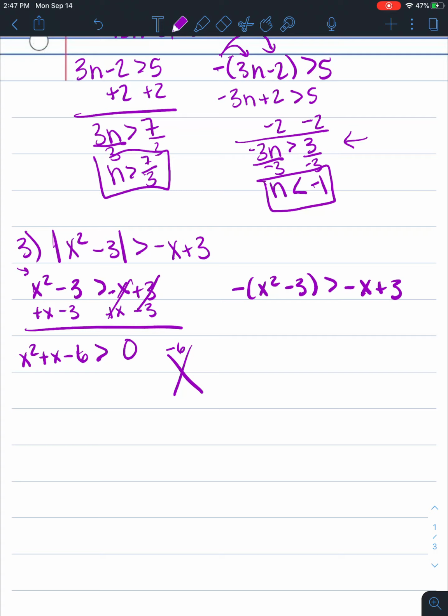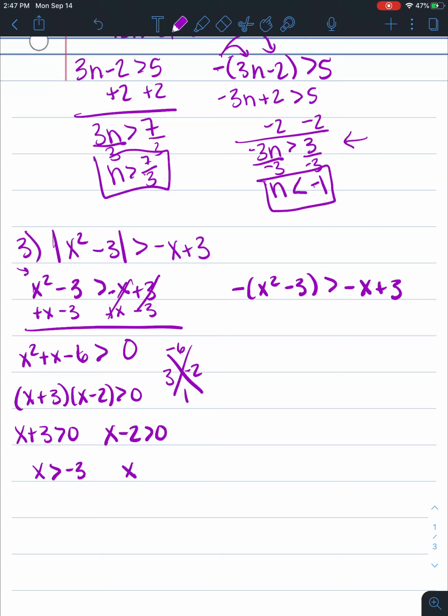My c value is negative 6 and my b value is 1. So what two numbers multiply to give me negative 6 but add up to give me positive 1? That should be 3 and negative 2. So this factors to x plus 3 times x minus 2 is greater than 0. Now I can apply my zero product property. x plus 3 is greater than 0, or x minus 2 is greater than 0. So x is greater than negative 3, or x is greater than 2. Okay, so there are two of my solutions.